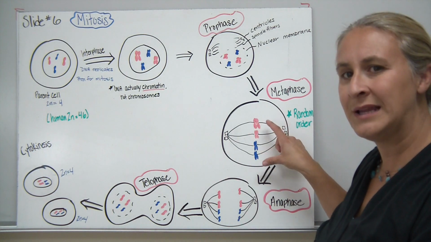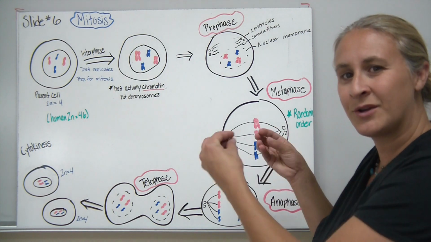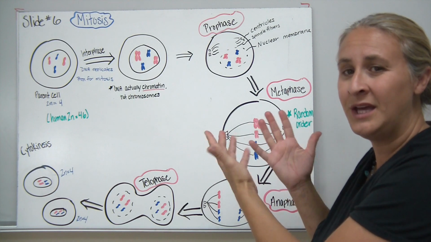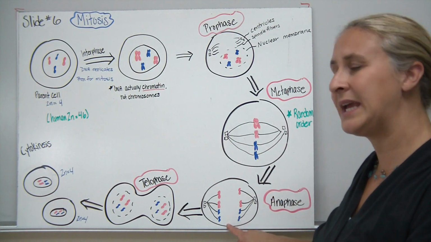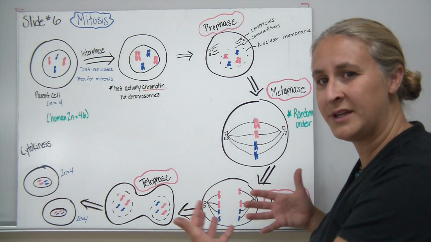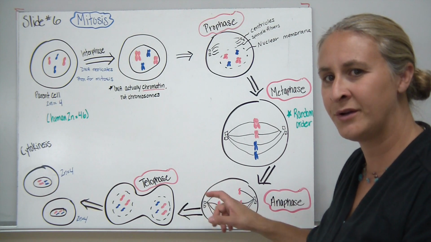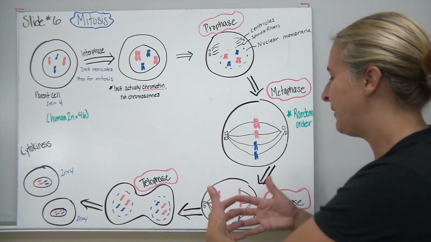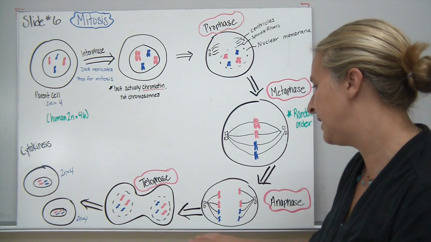In the center, when they're lined up during metaphase, they're attached to the spindle fibers, and the chromosomes are still attached to each other, the original and its copy, and they're attached by a structure called a centromere. During anaphase, that original and its copy split at the centromere. The original goes one way, the copy goes the other way, and we eventually have them starting to go towards the poles or opposite ends.